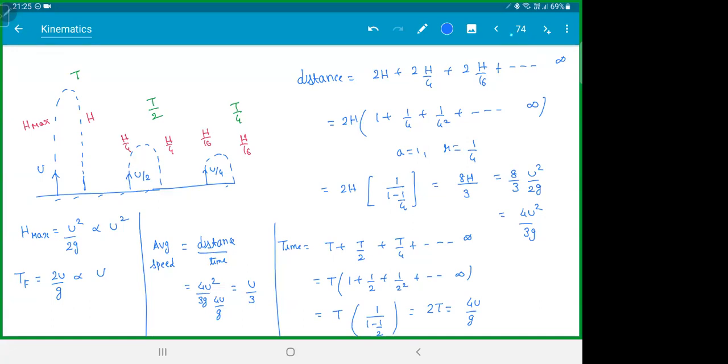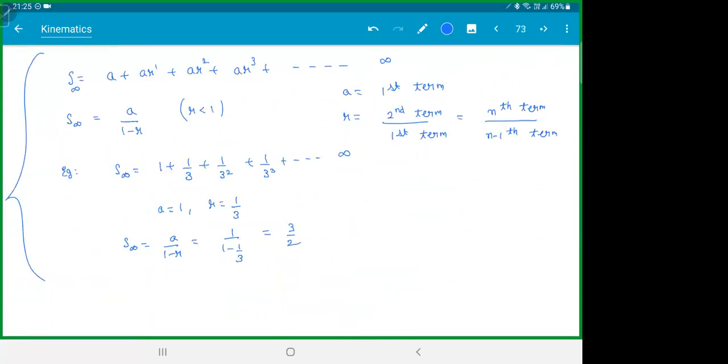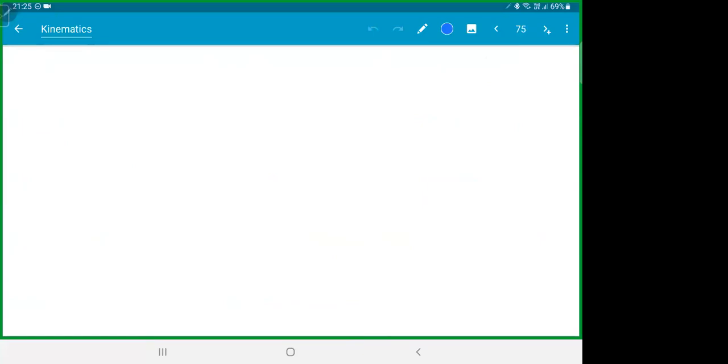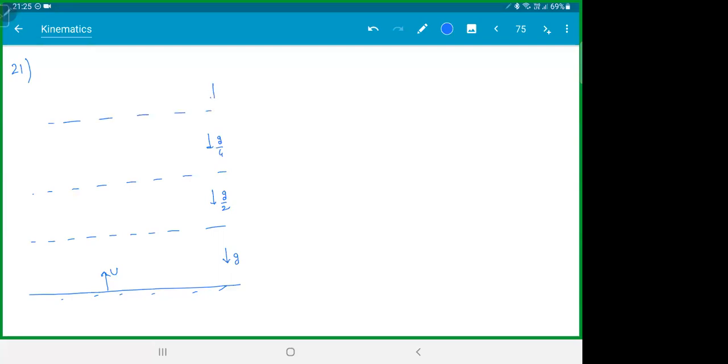Let's see. Next one is even more interesting. The next one is a type of question you can expect in advance. We have a weird planet where the gravity is initially g, then gravity becomes g by 2, then gravity becomes g by 4, then g by 8, and so on till infinity. So for every 10 meters, the gravity becomes half.